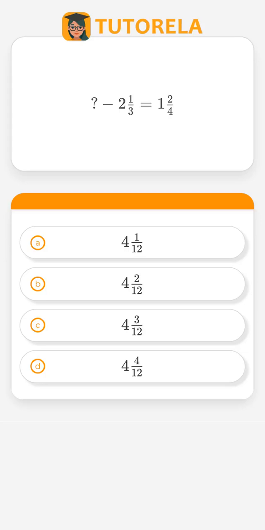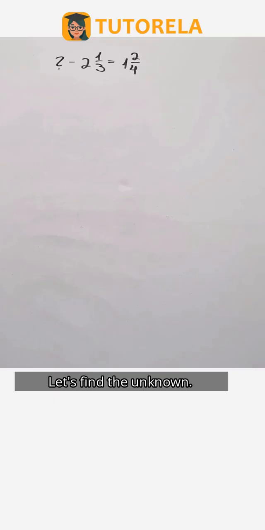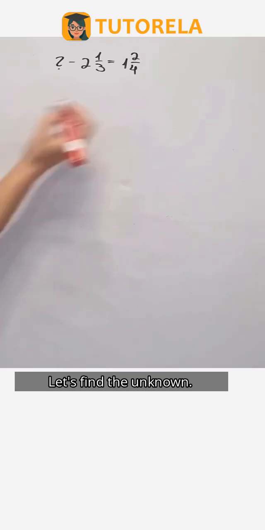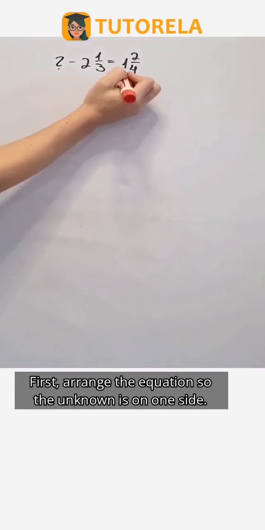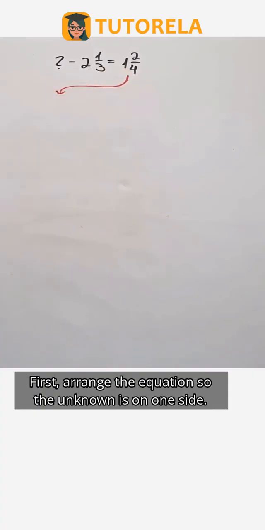The expression negative the quantity 2 1/3 equals 1 2/4. Let's find the unknown. First, arrange the equation so the unknown is on one side.